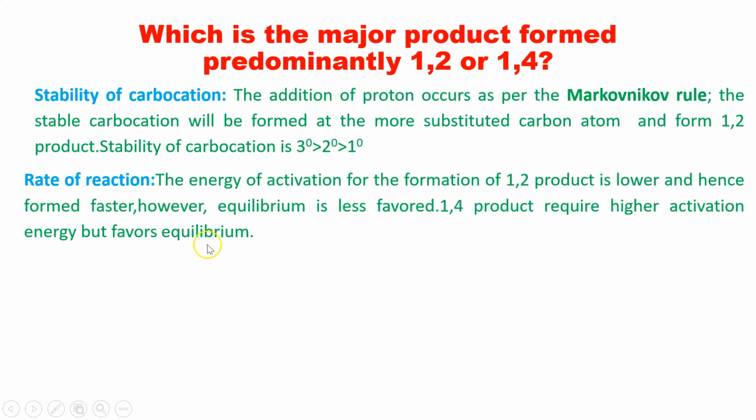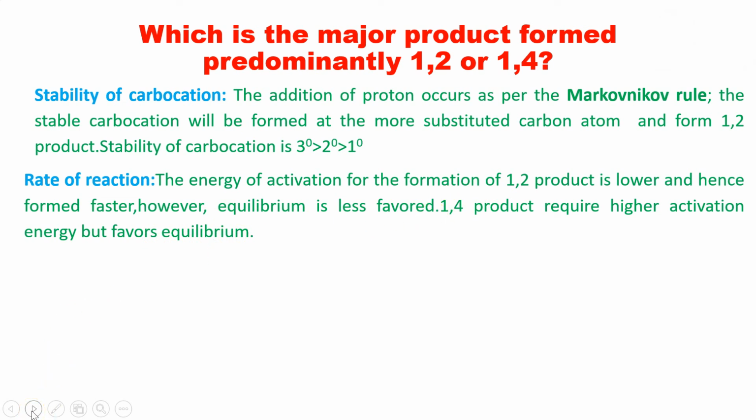If we see the rate of reaction, the energy of activation for the formation of the 1,2 product is lower, and hence it is formed fast. That is why it is said to be a kinetic product. At lower temperature it is formed because the energy of activation required is low, and that is why it is formed fast. However, the equilibrium is not favored for this 1,2 product. The 1,4 product requires high energy of activation, but favors equilibrium. So equilibrium is less favored for 1,2 and more favored for 1,4, but the energy of activation, that is heat, is required for the purpose.